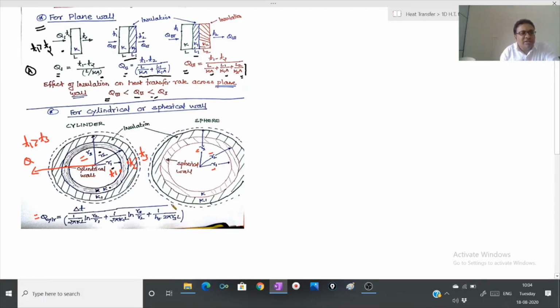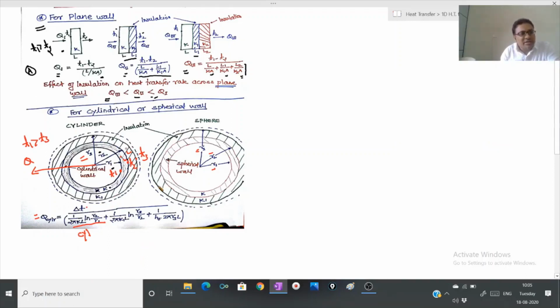Considering the thermal resistances offered by the hollow cylinder and then by the insulating material layer, I can calculate it as the temperature difference over the total thermal resistance. The very first thermal resistance is offered by the cylinder material having thermal conductivity K, and we have derived this relationship: 1 over 2 pi K L log of R2 over R1. This is by the cylinder and it is conductive in nature.